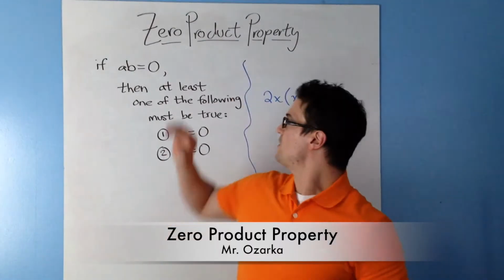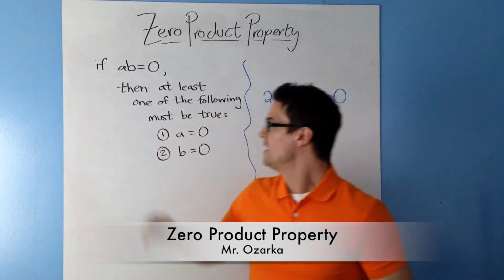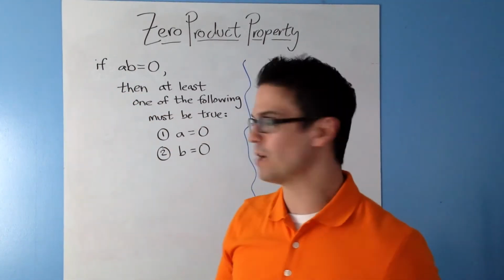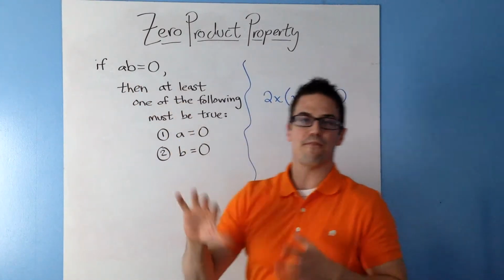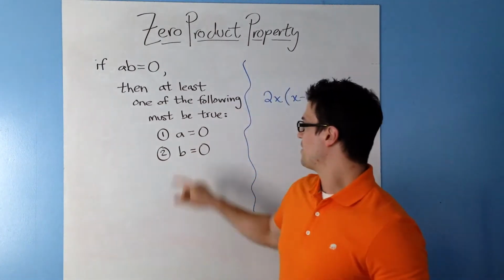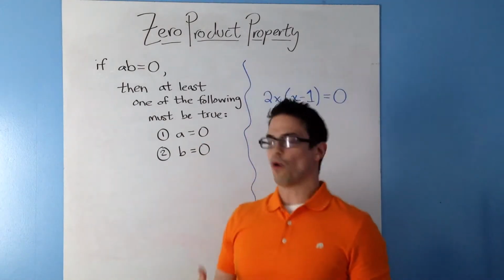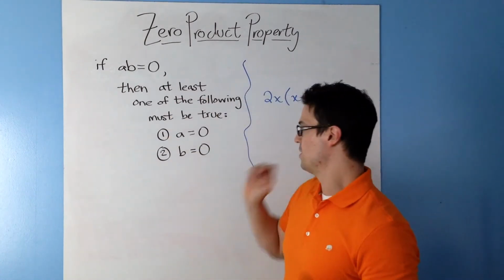Alright, so this video is going to be about the zero product property, and basically what that means is if A times B, so some real number A times some real number B, is multiplied together equals 0, then at least one of the following must be true. Either A is equal to 0, or B is equal to 0, or both. That's why it says at least one of the following. So at least one of these must be true.